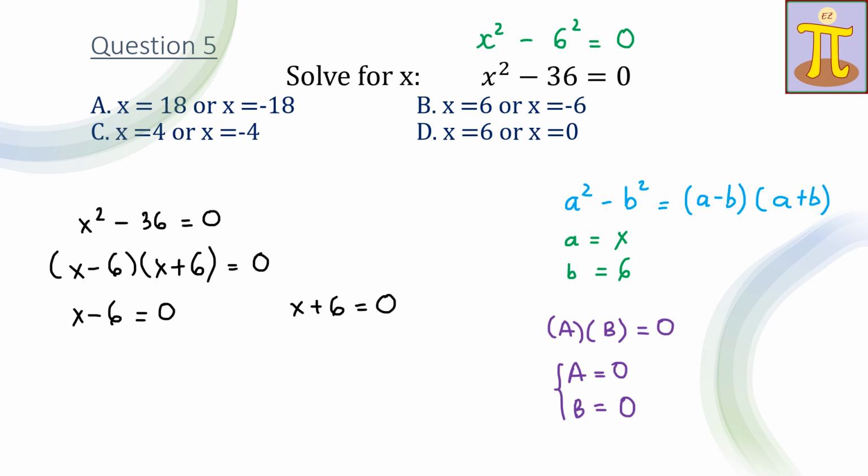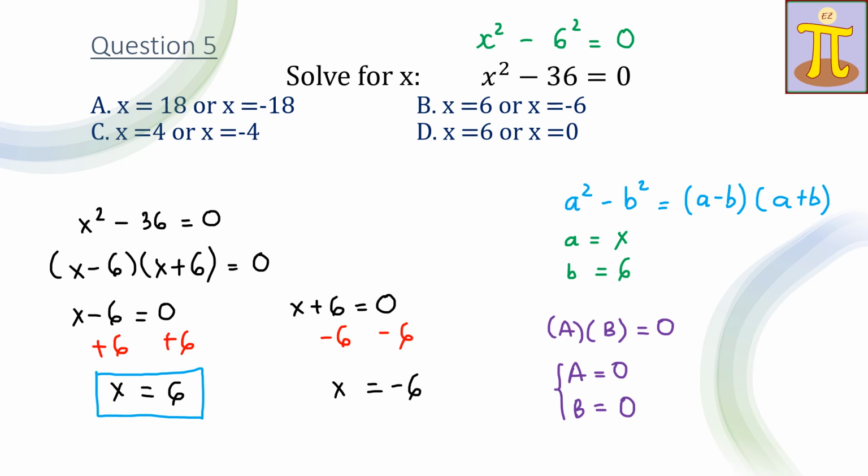For x minus 6 equals 0, we add 6 to both sides, so we isolate x on the left side, and x equals 6. Similarly, for x plus 6 equals 0, we subtract 6 from both sides, so that we isolate x on the left side, and x equals negative 6. So the answer is x equals 6 or x equals negative 6. And the answer is B.